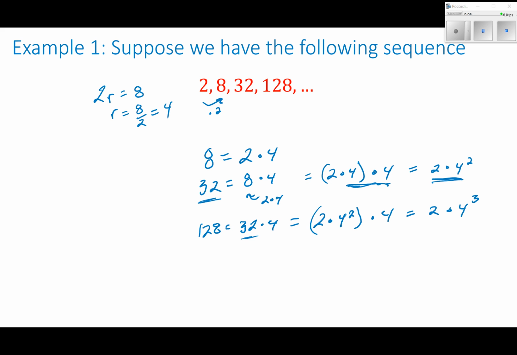So we're starting to see a little bit of a pattern where this was my second term, a sub 2. This was my third term, a sub 3. This was my fourth term, a sub 4 in my sequence. So to find any term in my sequence, I can use this pattern that I've just come up with.